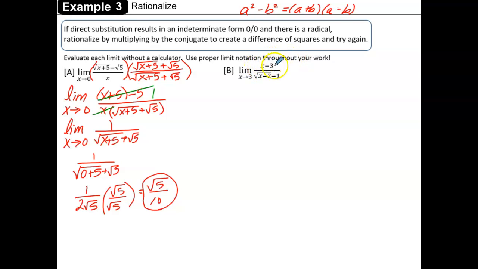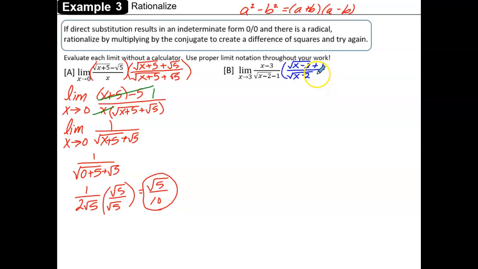Okay, in example B, we're looking for the limit as x approaches 3 of the function (x minus 3) divided by the square root of the quantity x minus 2, minus 1. So we're going to go ahead and rationalize this denominator by multiplying the top and bottom by the conjugate of our denominator. And that's going to be the square root of the quantity x minus 2, plus, because we want the conjugate, 1.